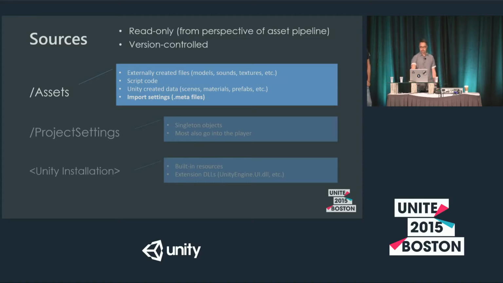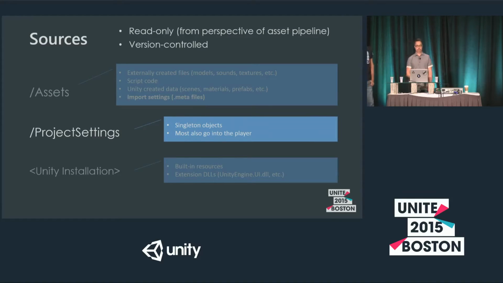The second collection is the stuff in project settings. This is basically all the settings that you configure inside of Unity. It's all a bunch of singletons. And there's no .meta files in there because we always import them exactly the same way.